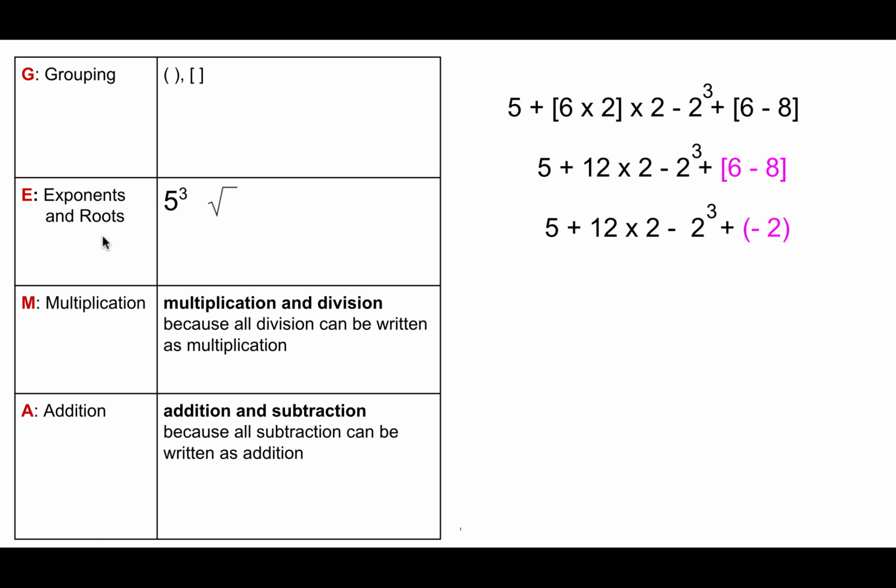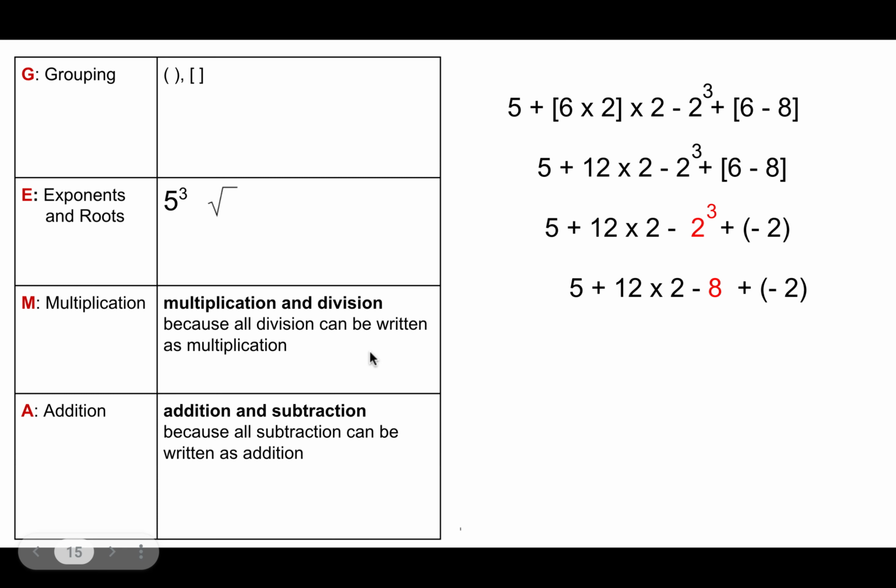Now let's look at the E, the exponents and the roots. And I don't see any roots, but I do see an exponent here with my 2 cubed. So let's do that one next. So 2 cubed is 8. So I'm going to simplify to 8. Again, bring everything else down. But now instead of 2 cubed, I've written my 8. Now I'm done with my exponents and roots.